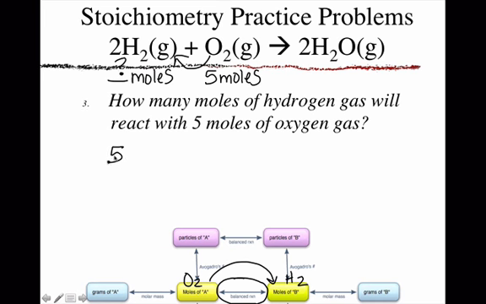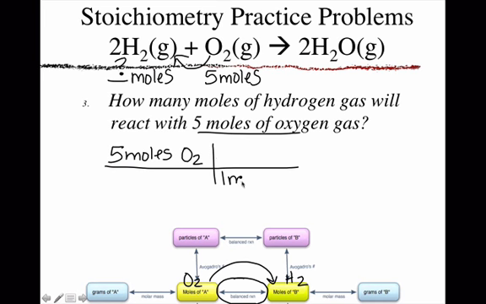So I start with what they gave me, which is the 5 moles of oxygen. I'm only going to need one conversion factor. I use the balanced reaction. Since I have oxygen, that's going to go on the bottom down here. So 1 mole of oxygen goes on the bottom, and then 2 moles of hydrogen go on top.